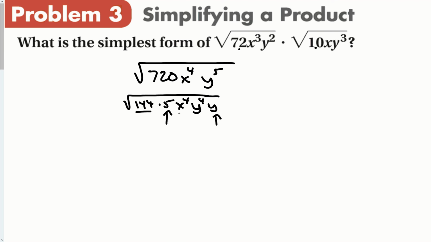I can take the square root of all the other terms. The square root of 144 is 12. The square root of x to the 4th is x squared. The square root of y to the 4th is y squared. And we're left with a 5 and a y.